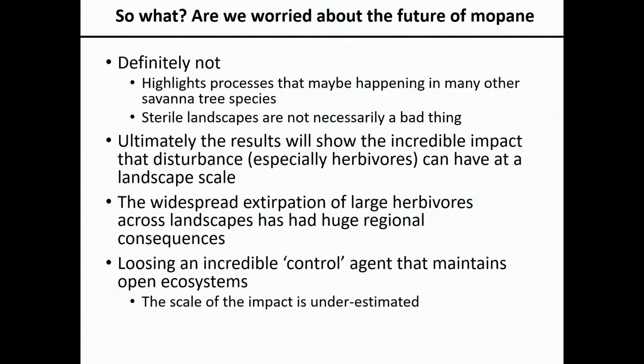Understanding the relevance of this, I think one of the big gaps in our understanding is actually understanding how long trees live in savannas. And obviously a lot of this that we're seeing is some legacy effects. So actually I think that's an important gap. But I think ultimately the results are going to show how important mega herbivores are at a landscape scale. And I think the widespread extirpation of large herbivores across landscapes has actually some really large implications for our understanding.